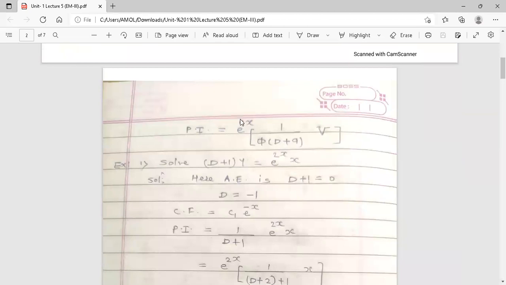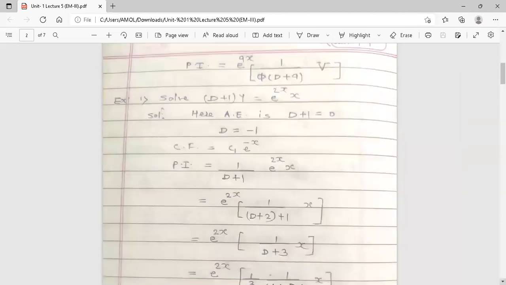See the next step. Replace D in phi of D by D plus a. Then you simplify the term phi of D plus a, and after simplification, you solve for v. V is any function of x. After replacing D by D plus a, the work of the exponential function is over. So you write down this exponential function as it is, e raised to ax, and then you solve for v. Now you see the example.